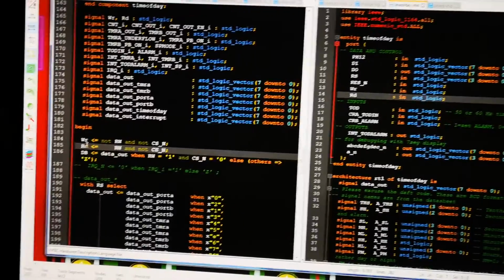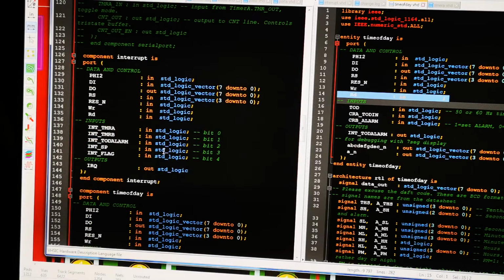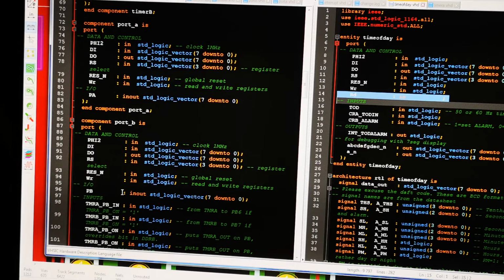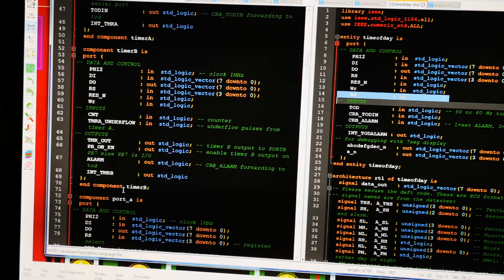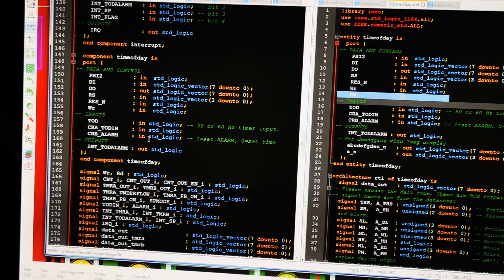You can see I've broken it down like this. Chip select active, then it depends if read/write is 0 or 1 to get read or write. So never mind, we will just insert that on the port for time of day. Then I will figure out which other registers also need that signal. Timer A, timer B, and so on. There you go.